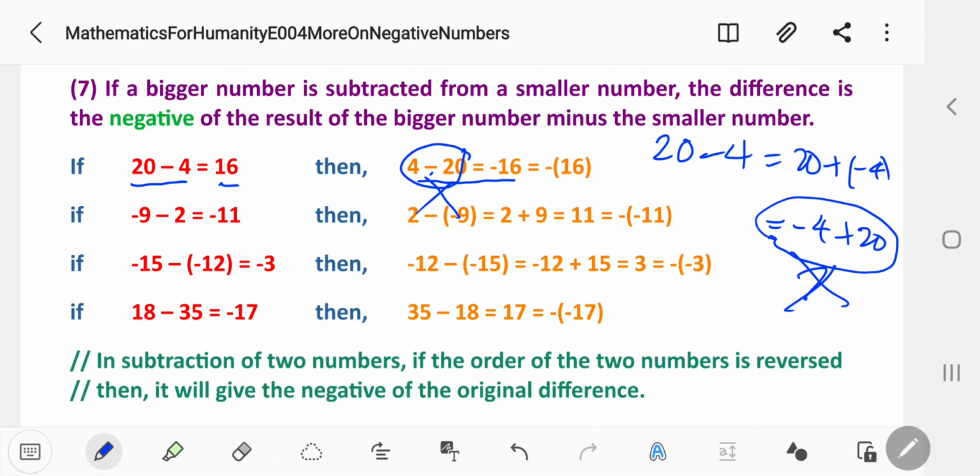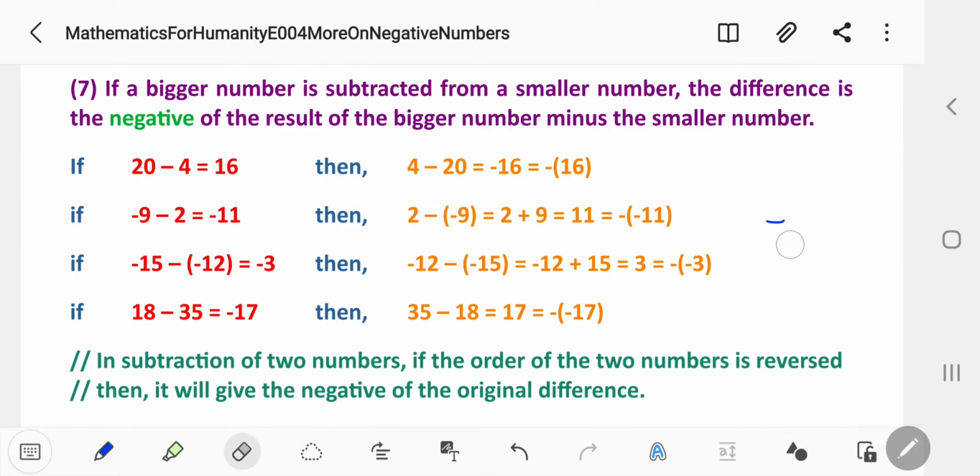So the next one is negative 9 minus 2, which is negative 11. So how about 2 minus negative 9? This becomes plus 9. So 2 plus 9 is equal to 11. This is equal to the negative of negative 11 here.